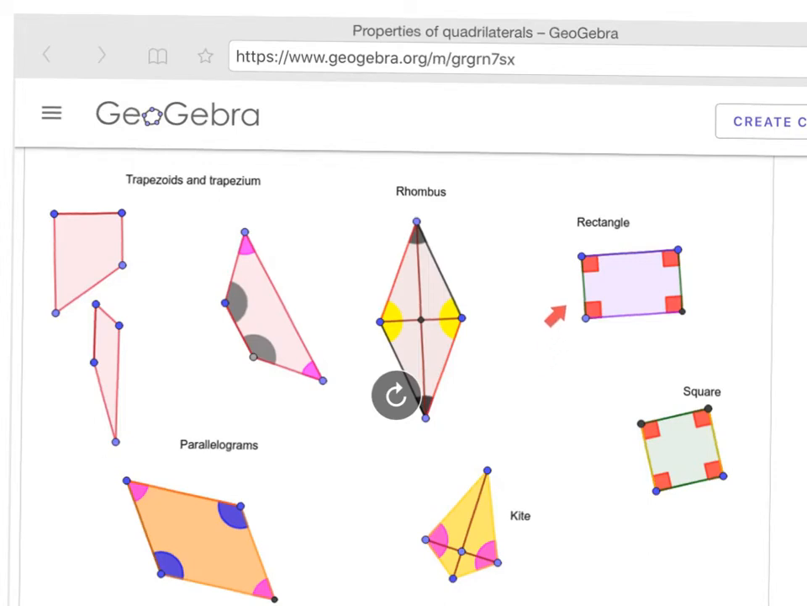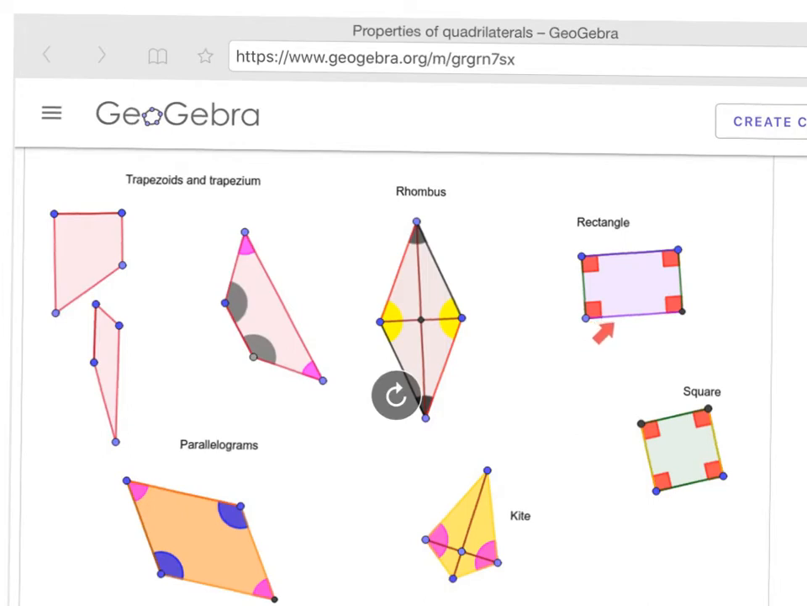Then we come to rectangles. So a rectangle has got 2 pairs of parallel sides, so it's a type of parallelogram. It's not a type of rhombus because the diagonals will not make right angles when they cross, and all the sides are not the same length. So a rectangle is definitely a parallelogram.